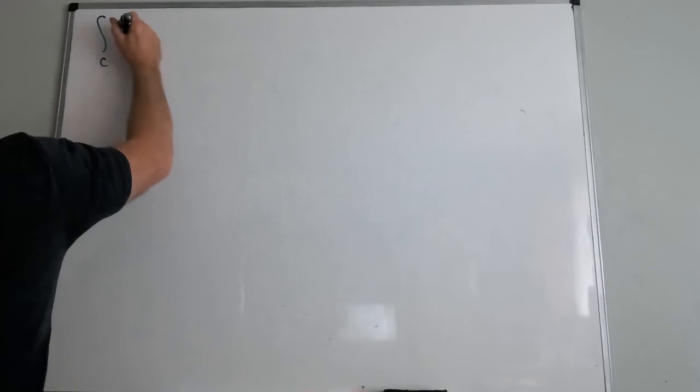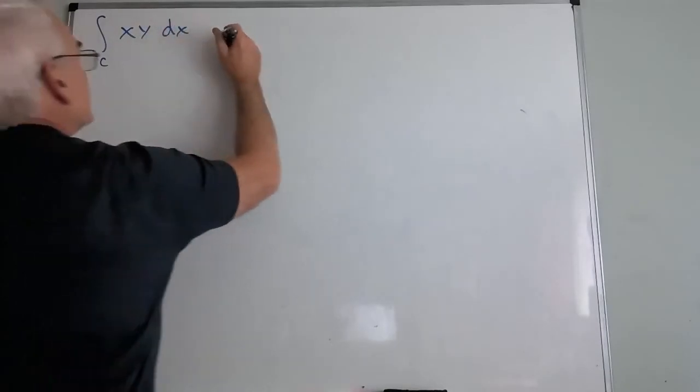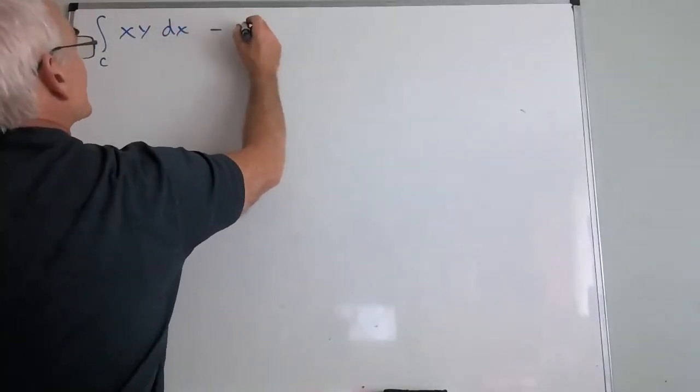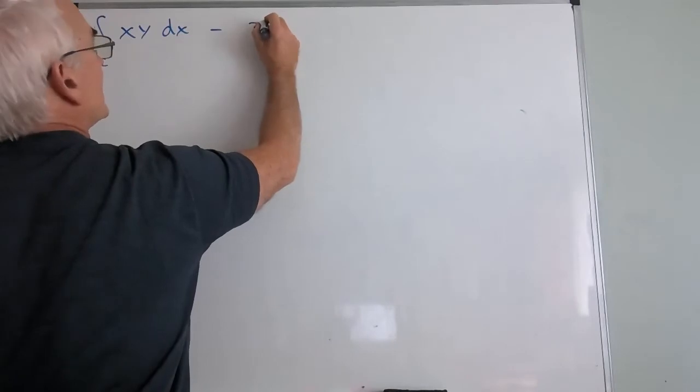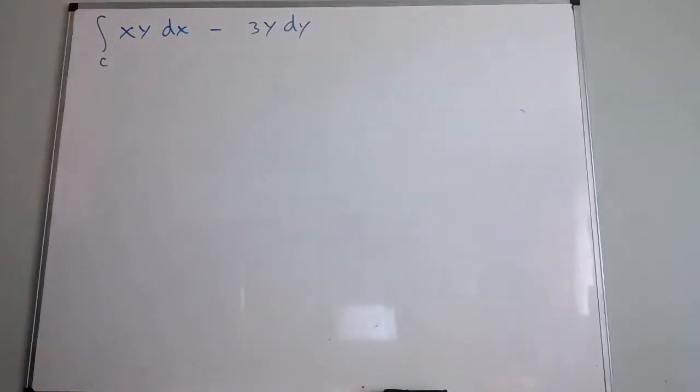All right, let's say we want to integrate, and I want to keep this fairly simple. So we have xy dx minus 3y dy. Again, I want to keep this really, really easy.